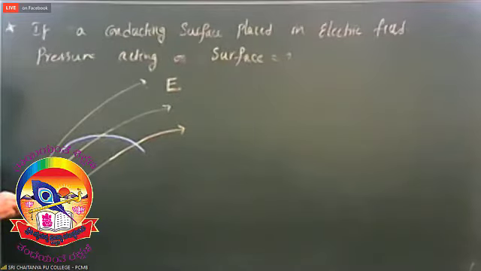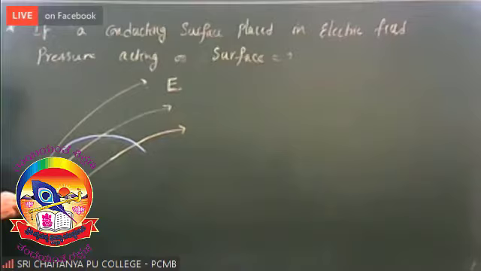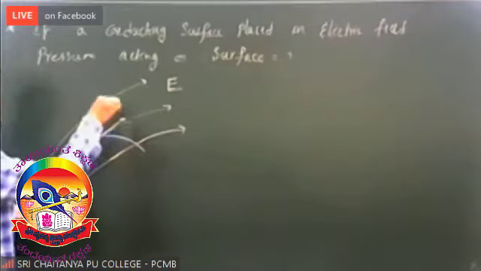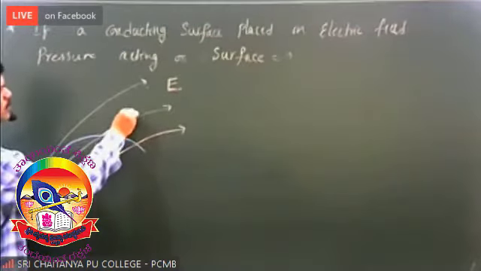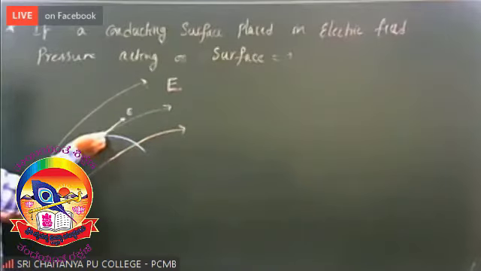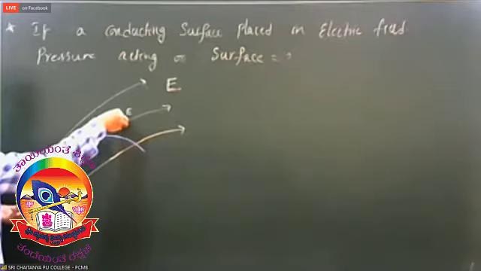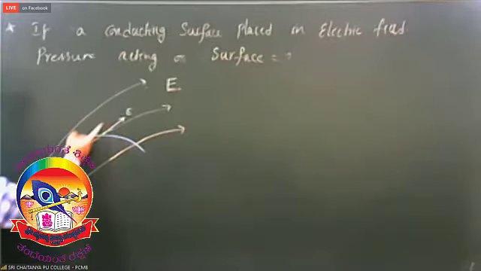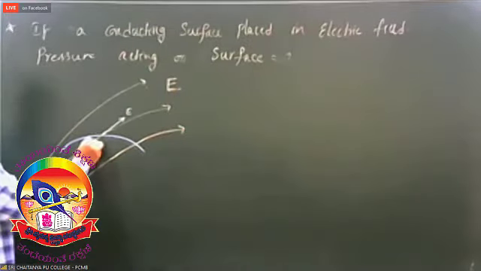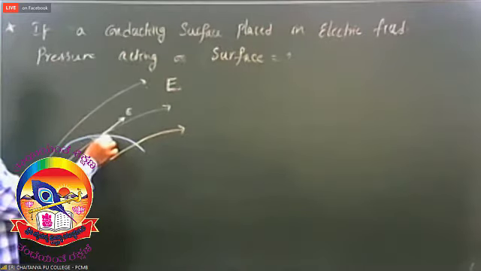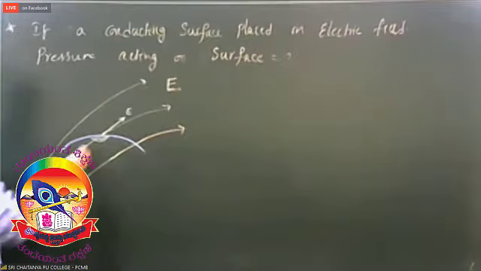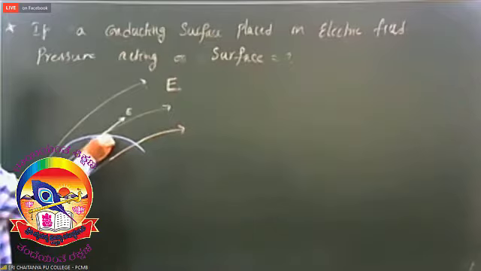See, if the electric field is in this direction, the electric field is also in this direction. The electric field is the tangent drawn to the electric line of force. If I assume one surface element here, then what is the force acting on that?